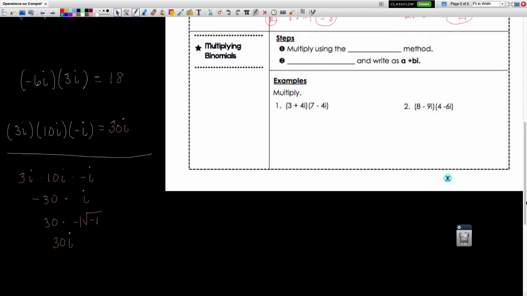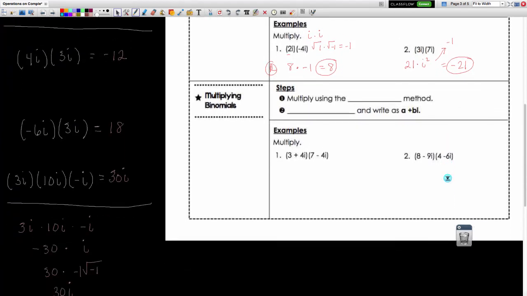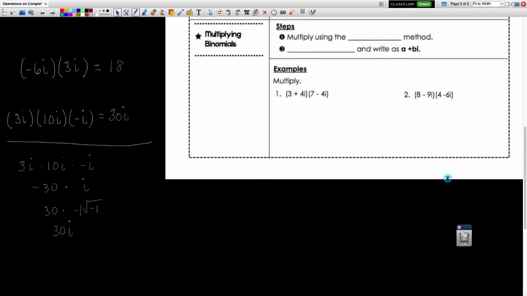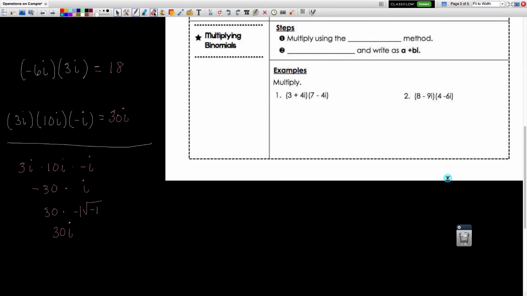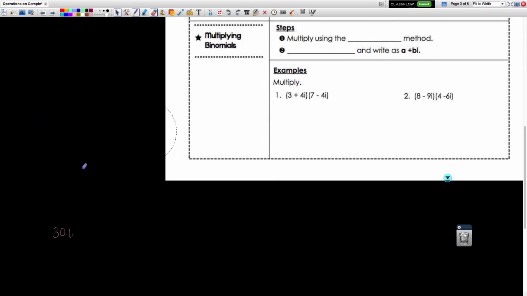All right, so now let's take a look at multiplying binomials. And I'm going to erase all this because we may need a little more room than what's on here. But when you multiply binomials, it's the distributive property. You have called it FOIL. You're going to simplify and write as a plus bi. So we were doing this when we started factoring our quadratics.